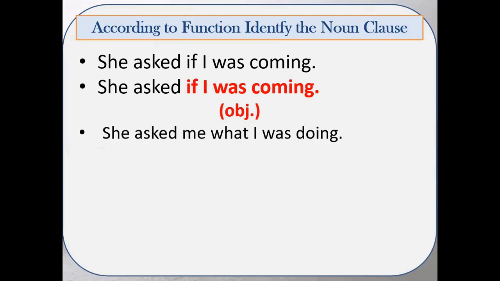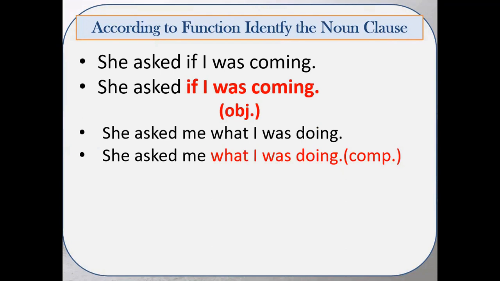"She asked me what I was doing." Here, she is the subject, asked is the verb, and me is the object. So it is telling you what? Now think about it: it is giving you more information. To whom is this part referring, me or she? She asked me.